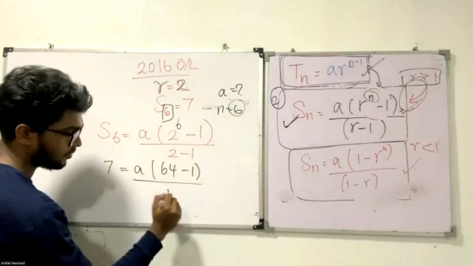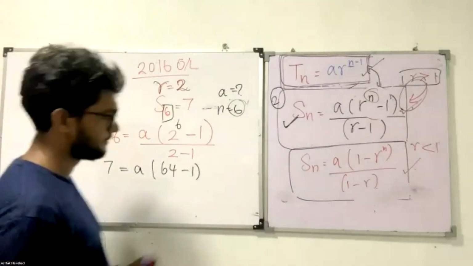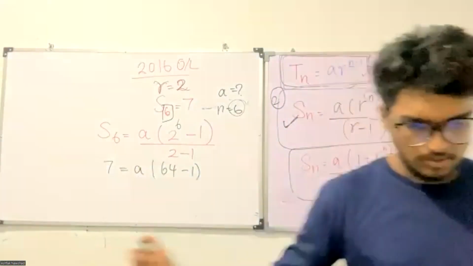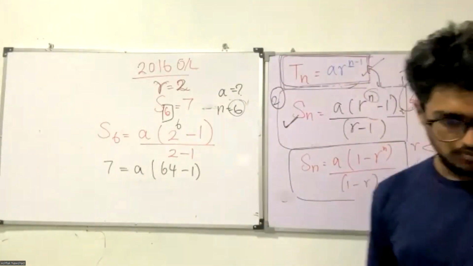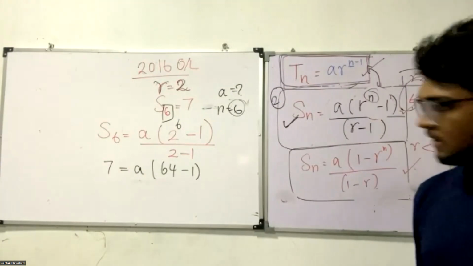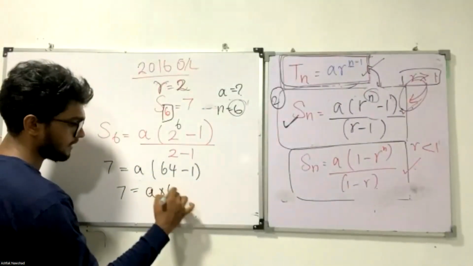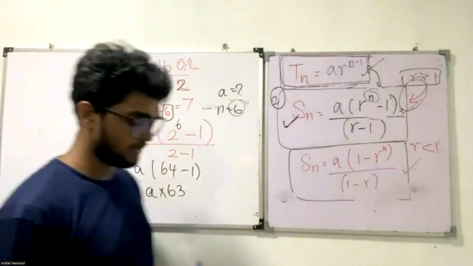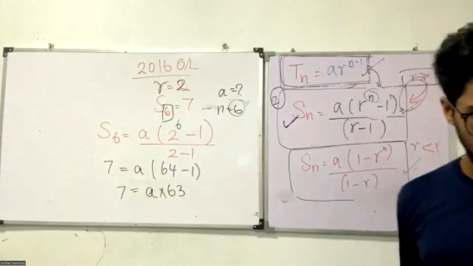So we don't have to do this. Yeah, it's 2 to the power 6. So 7 is equal to A into 63. 7 is equal to A times 63. 64 minus 1 is 63.